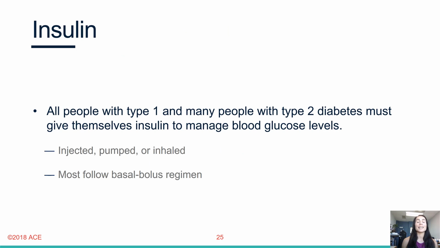All people with type 1 and many people with type 2 diabetes use insulin to manage their blood glucose levels. They can inject it, they can pump it with an insulin pump, which is always connected to them and self-monitors, or it can actually be inhaled. But most will follow a basal bolus regimen, which includes an injection or use of some sort of insulin at each meal. Basically, at each meal they're going to get insulin into their body via one of those methods, and that attempts to emulate how the body of a person without diabetes would deliver insulin.